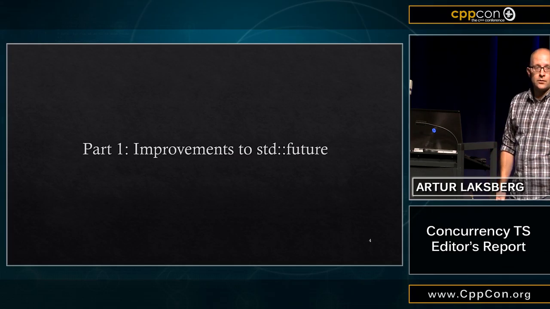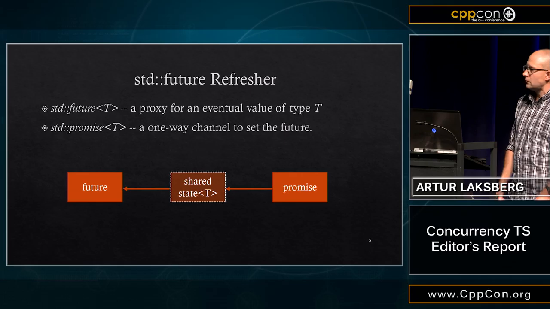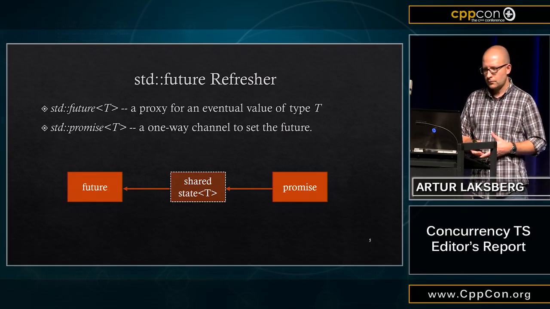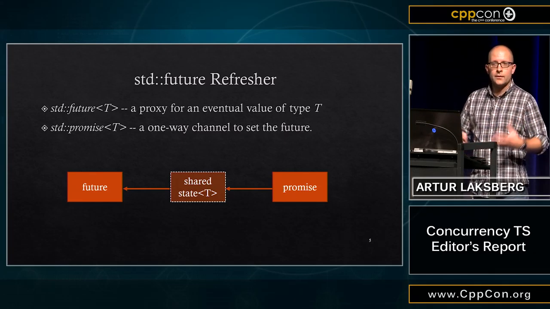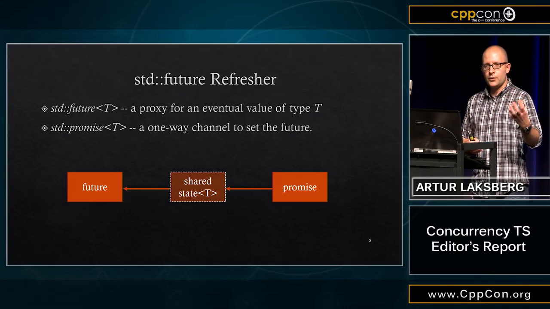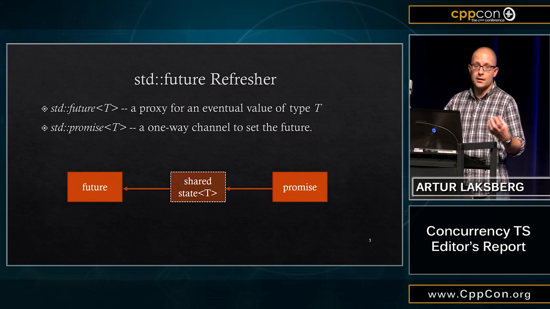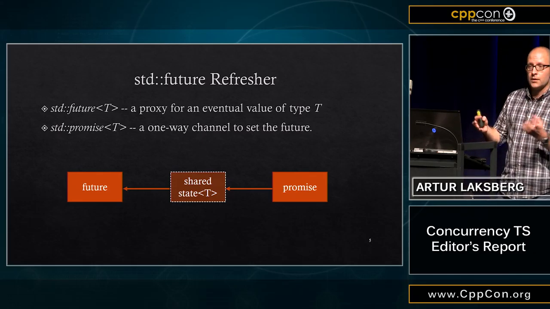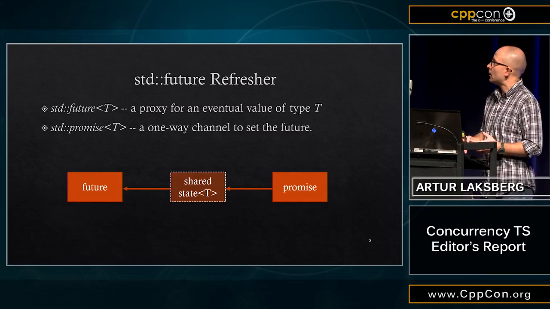So let's dive into the first feature. The first proposal is called Improvements to std::future. As a quick refresher of what a future is, you can think of a future as a proxy for an eventual value. Typically, a future is used together with a promise. Somebody who creates a promise can then set the value on it, and that value will be stored in the associated state, which is typically heap allocated, although some implementations exist where it isn't heap allocated.